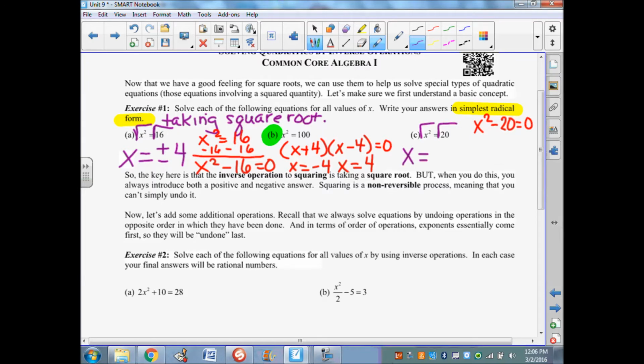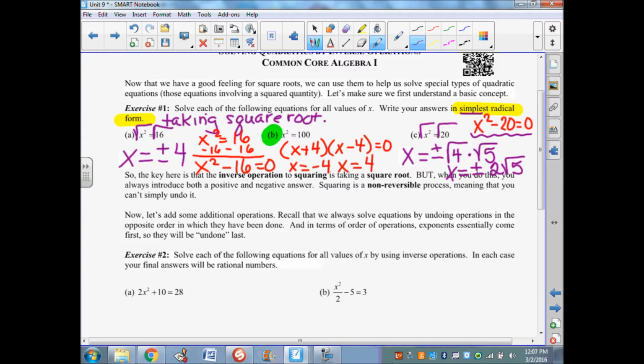x is equal to. Now keep in mind, you always have a plus and a minus. You have two roots here, because if we were to graph this, think about it graphically, that parabola is still going to cross the x-axis in two places. So simplest radical form, I can simplify 20 into 4 times 5. So I'm just simplifying my answer. x is equal to plus and minus the square root of 4, which is 2, and 5 is not perfect. So I have two solutions.